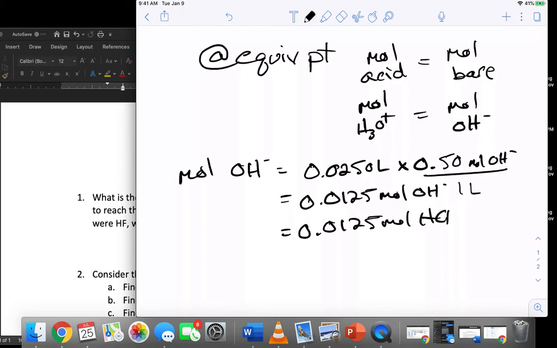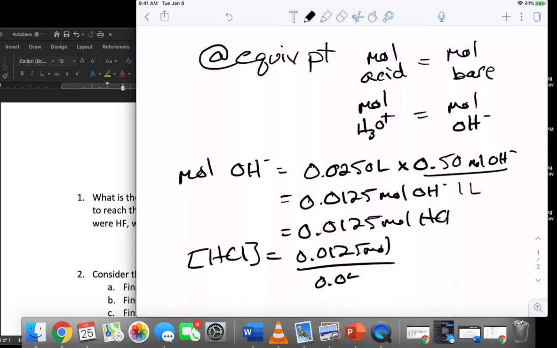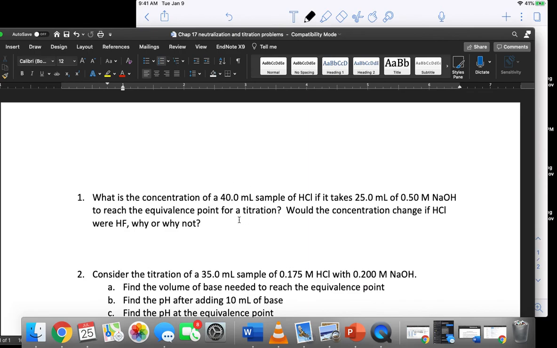And now if I couple this with the fact that I know what my volume of HCl was to start with, if I want my concentration for the HCl, my concentration should simply be my moles divided by the volume of the HCl solution that we started with. So it's not the total of these things mixed together, it's what was the concentration of my initial sample of HCl if I had 40 milliliters of it to start with.